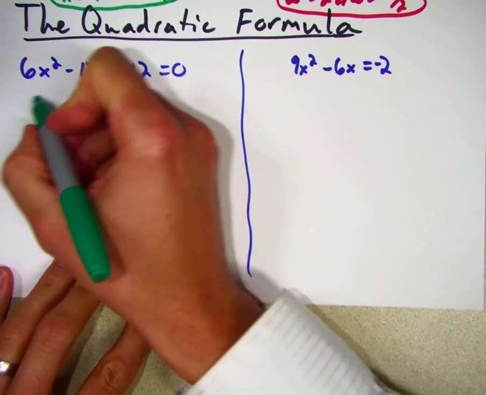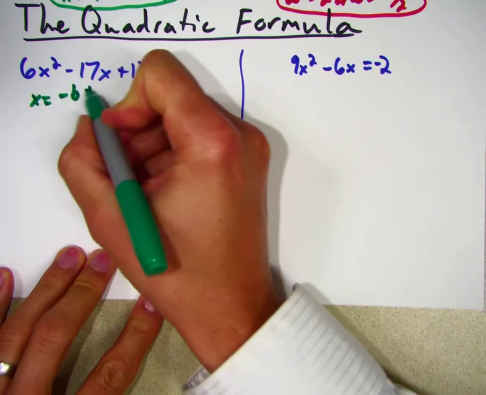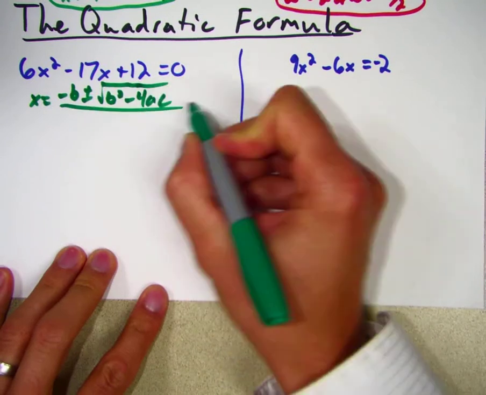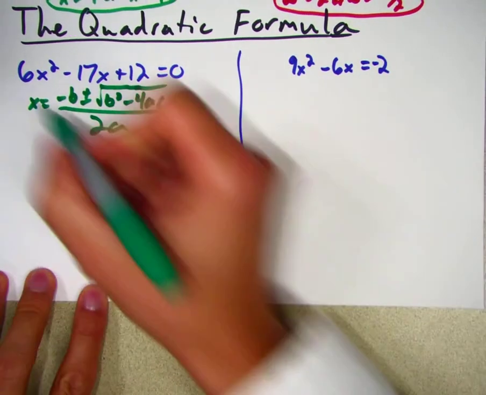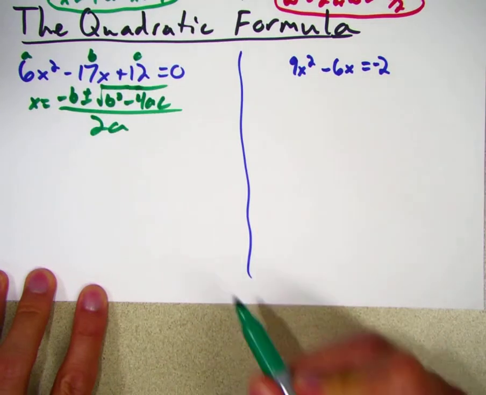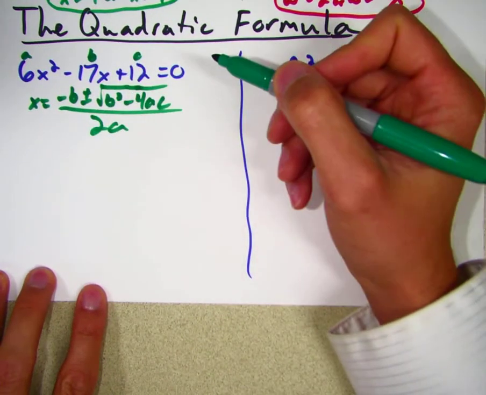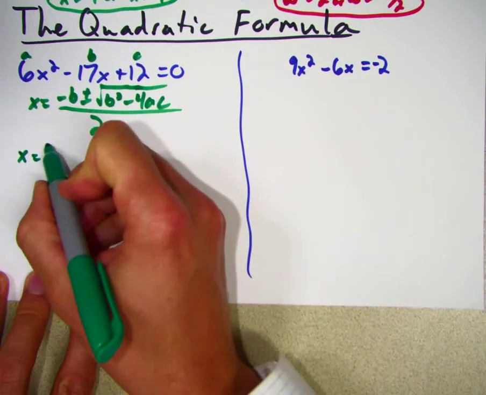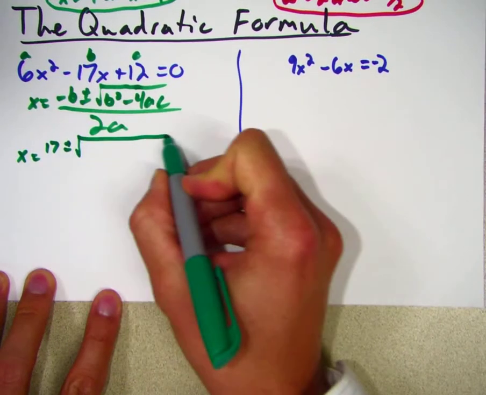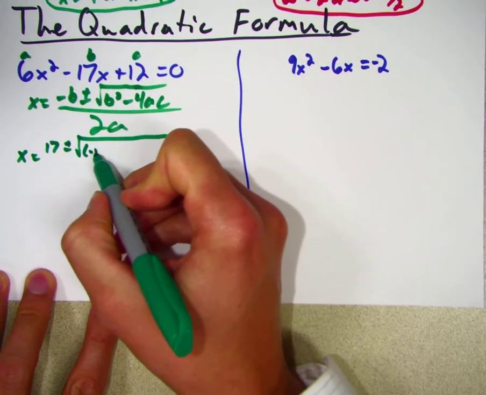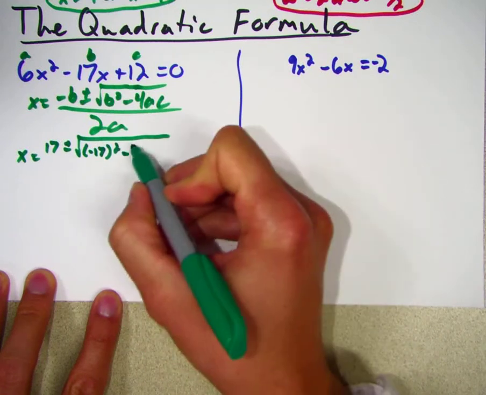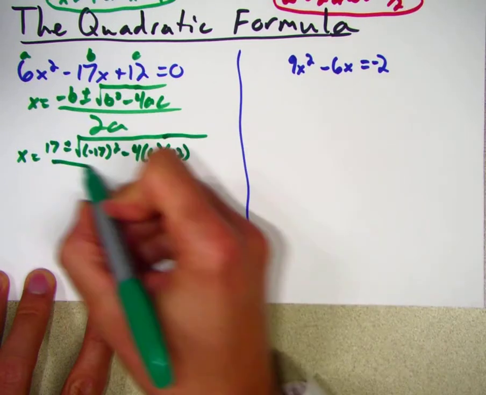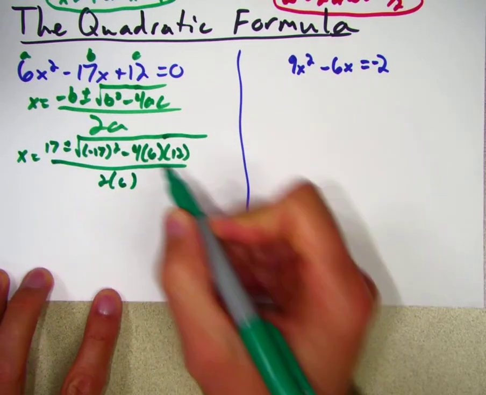As a reminder, the quadratic formula is x equals negative b plus or minus the square root of b squared minus 4ac all over 2a. A, b, and c. Now, don't forget it has to be set equal to 0 first in order for this to work. All right, so for this problem, that means we're going to have x equals 17 plus or minus the square root of negative 17 squared. Make sure you use parentheses. Minus 4 times 6 times 12 all over 2 times 6.